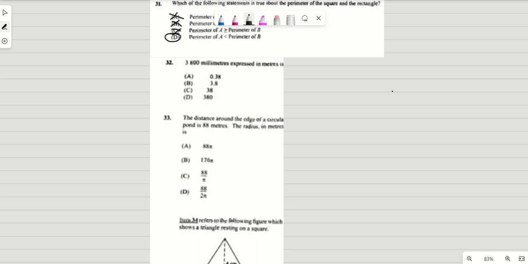3,800 millimeters as a meter. So 1 meter is equal, not 1 meter is 1 over 1,000. What am I saying?